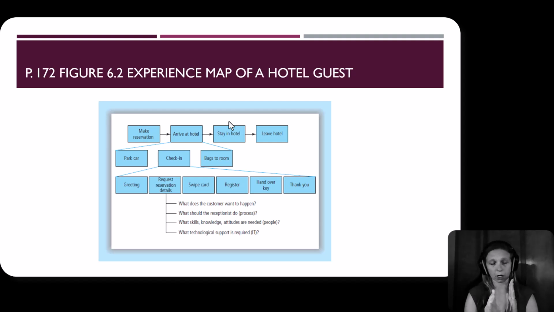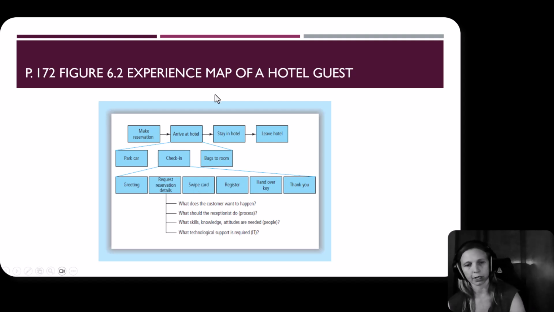They get their swipe card. They may register something or other, log into Wi-Fi, whatever. Hand over the key. And thank you. Okay. Oh, sorry. I said they get their swipe card. This is the reservation person taking their actual credit card. And probably also saying something like, we are putting a hold on your account for incidentals. Register them the room, hand over the key, thank you, and then the person can move on.